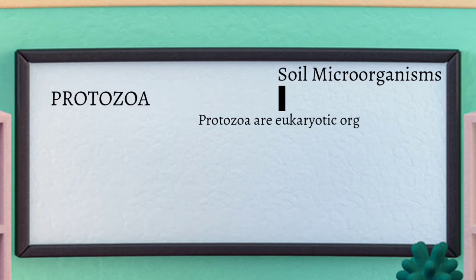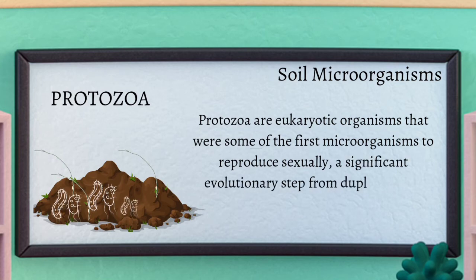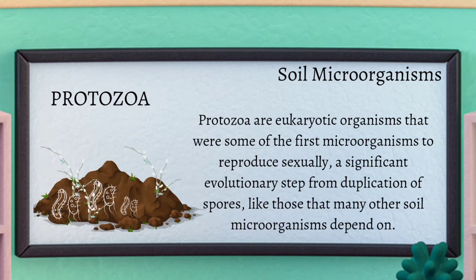Now lastly is protozoa. They are eukaryotic organisms that were some of the first microorganisms to reproduce sexually, a significant evolutionary step from duplication of spores like those that many other soil microorganisms depend on.